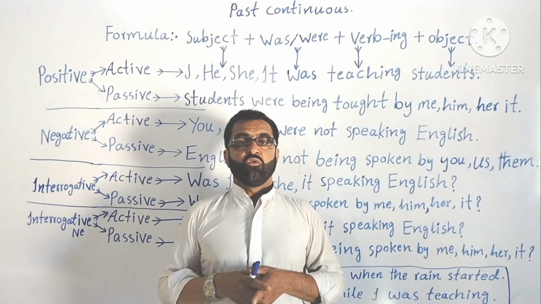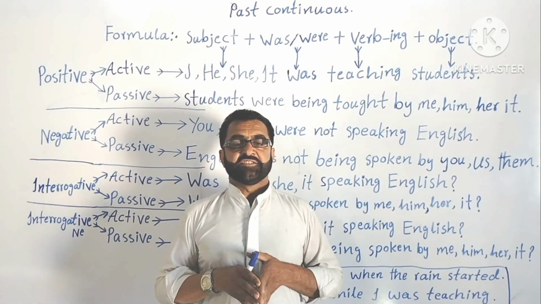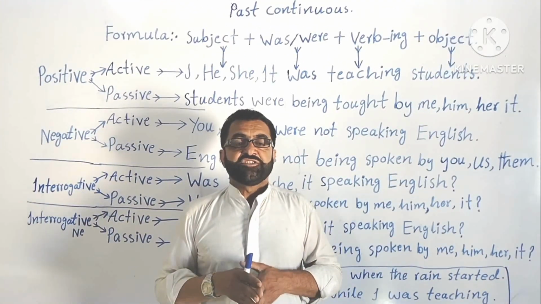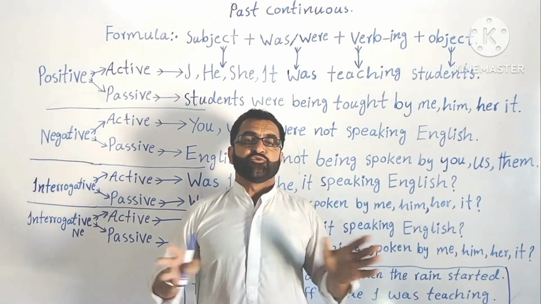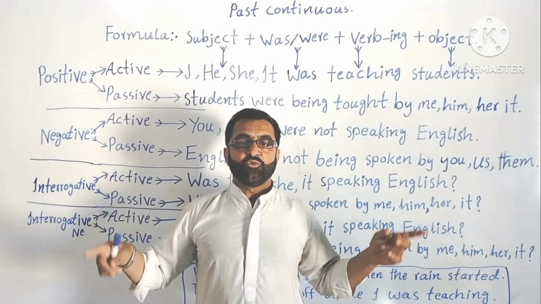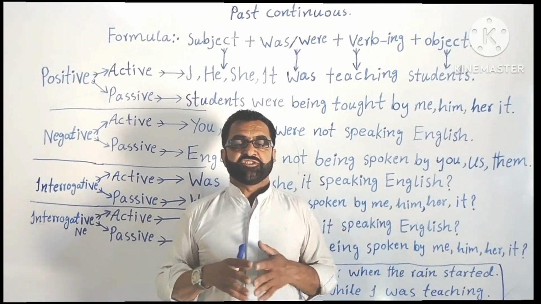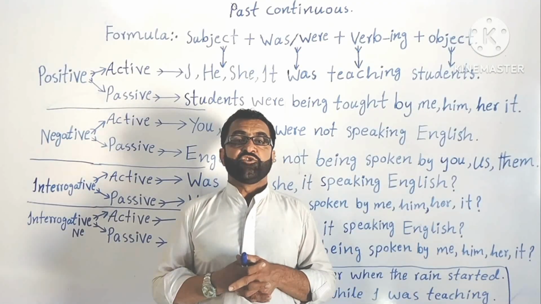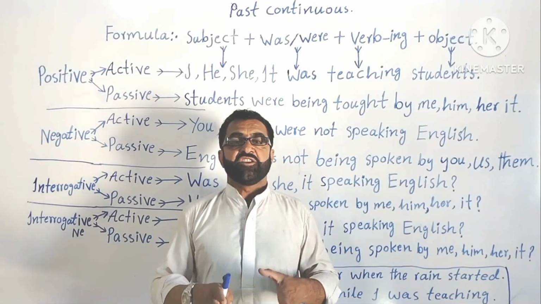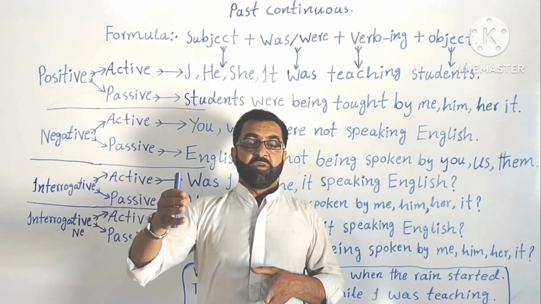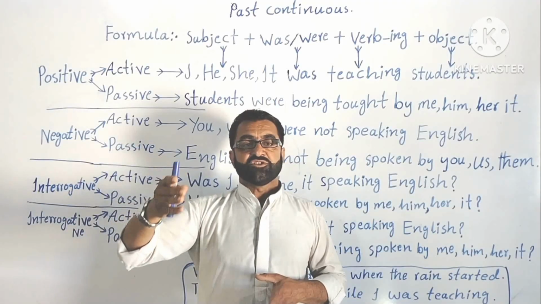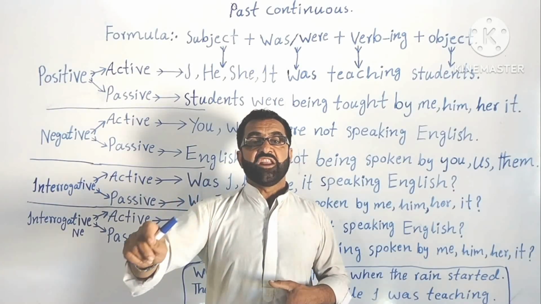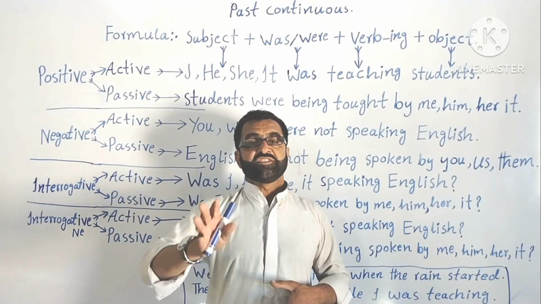So now let's know what an active voice is and what a passive voice is. Active voices are the sentences that we normally use in our daily routines. These are called active voices. Passive voices are used when we are not interested in mentioning the name of the subject, or you can say the name of the doer. When we are not interested to mention the name of the doer, then we use passive voice.